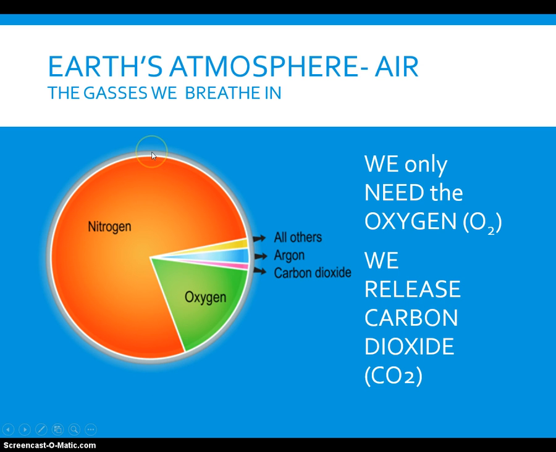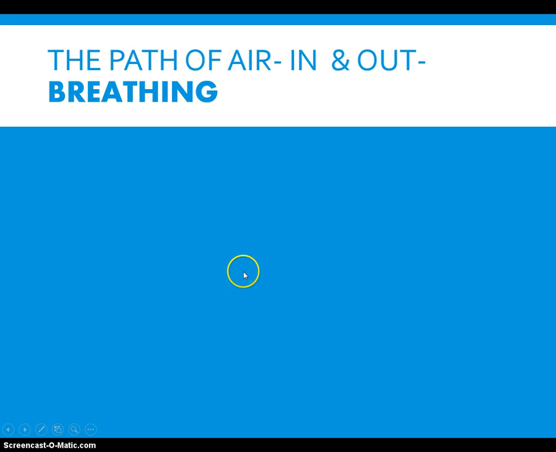In order to understand how the system works, we need to remember that our atmosphere, the air we breathe, is made up of a bunch of different stuff. Mostly nitrogen and oxygen, and then these other ones. Carbon dioxide is what we breathe out. Oxygen is what we need. So we're going to breathe all this in, but our respiratory system figures out a way to identify oxygen, absorb it, and then our body gets rid of carbon dioxide. So let's talk about how this works.